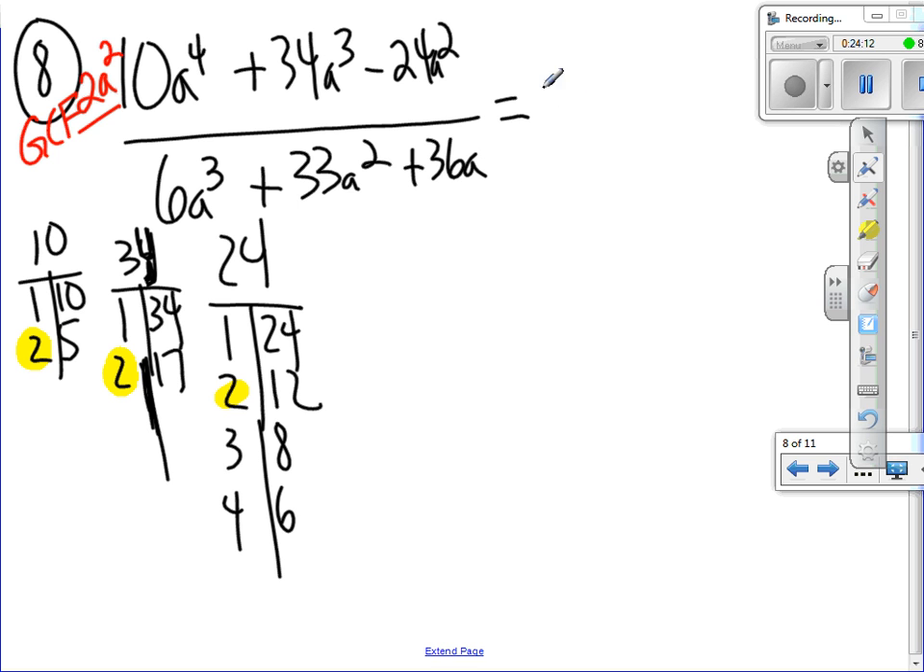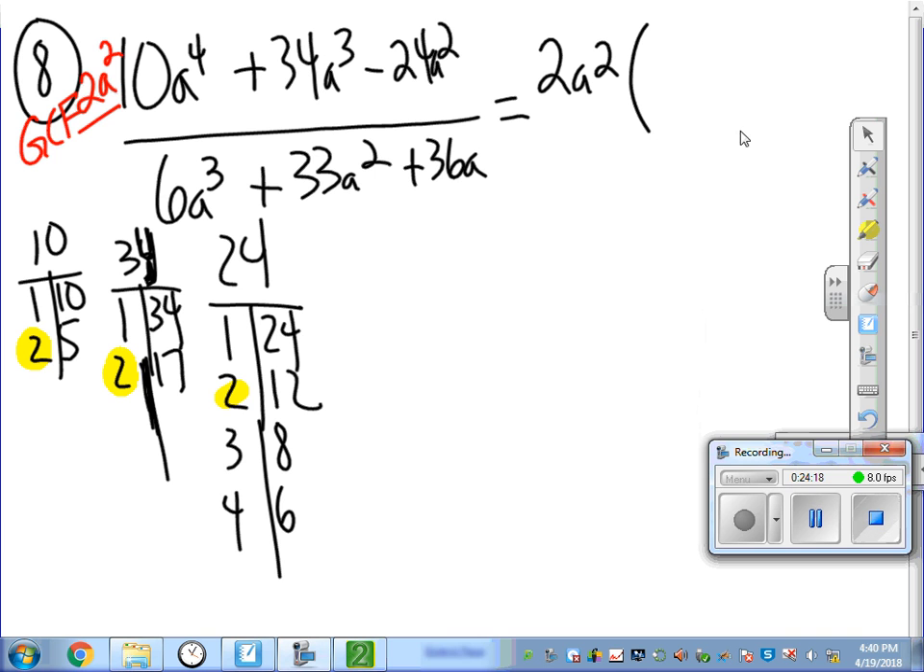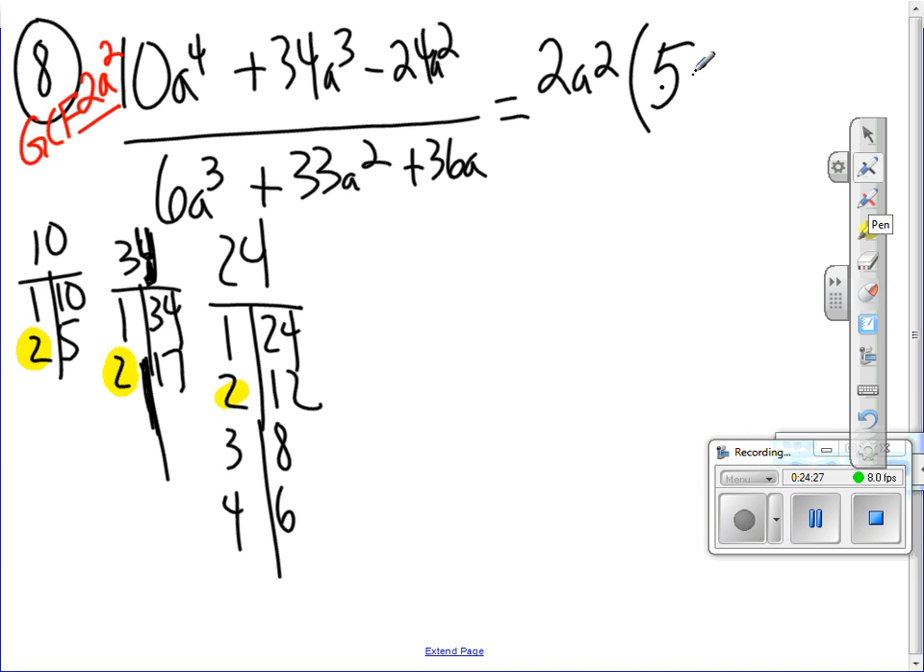All right, so we're going to take out a 2a squared on the top. When we take that 2a squared out on the top, what's going to be left? We're going to get 5a squared plus 17a minus 12, right?